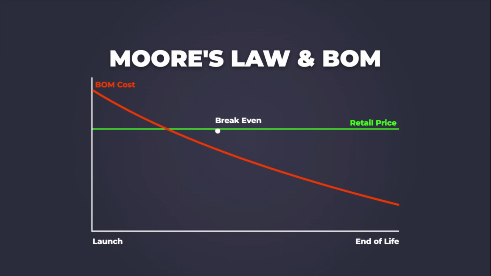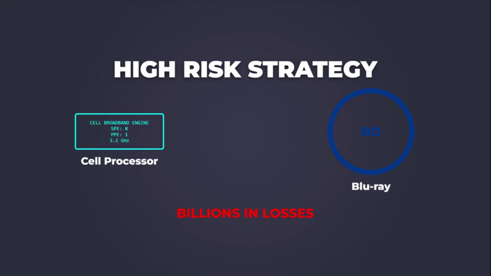Yield rates, the percentage of functional chips produced, also improve dramatically after the initial manufacturing phase. These factors allow the platform holder to reduce the cost of manufacturing the console without changing the retail price. The point at which the BOM drops below the retail price is the break-even point, typically achieved 18 to 36 months after launch. After this point, every console sold generates a direct hardware profit, compounding the software and service revenue.